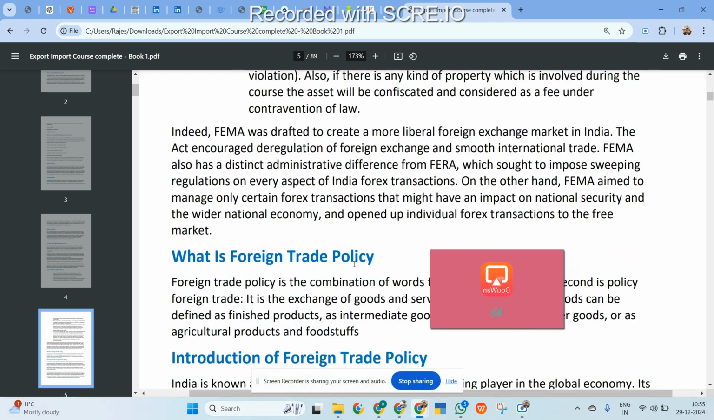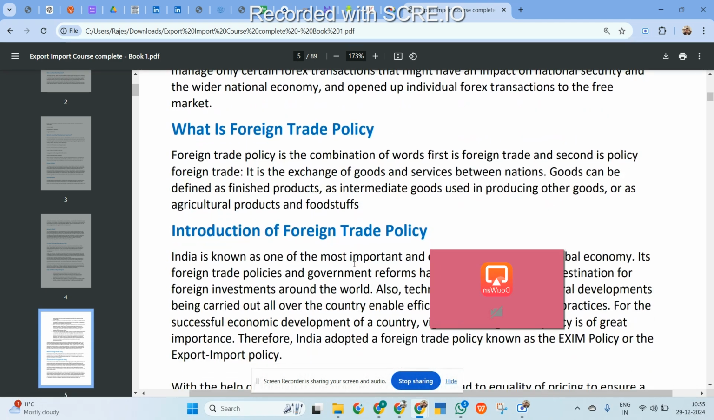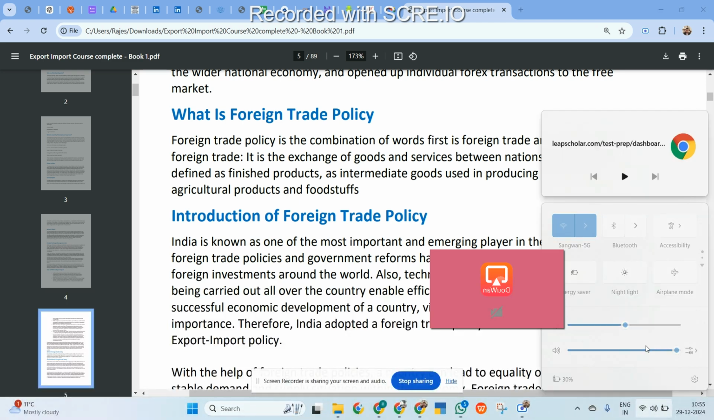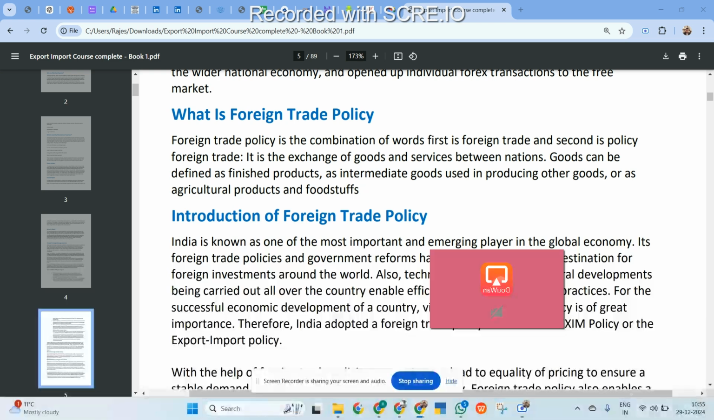So this is how FEMA helps. What is foreign trade policy? Foreign trade policy is a combination of the words foreign and trade. Trade is the exchange of goods and services between nations. Goods can be defined as finished products, as well as intermediate goods used for producing other goods. These are also considered goods, along with agriculture products and foodstuffs.